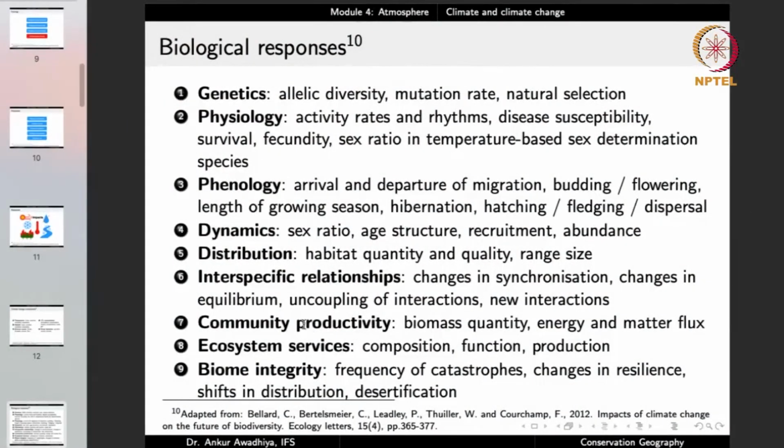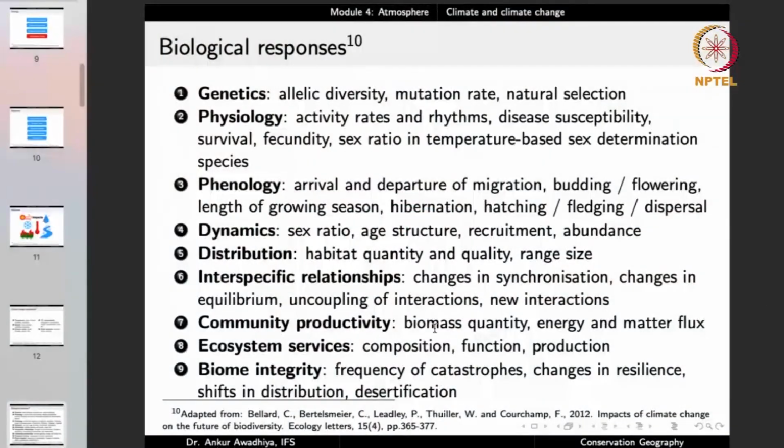We are observing changes in the equilibrium, uncoupling of interactions, and new interactions that are coming up. So for instance, with changing climate, we are now observing more and more invasive species, exotic species that are not natural to that area. Now, if such species are able to expand their range, then the existing relationships between the organisms will collapse and new relationships will be formed. So these are changes that we are observing.